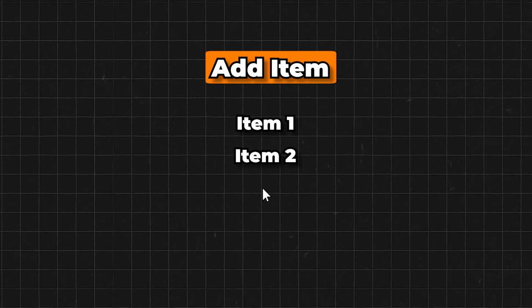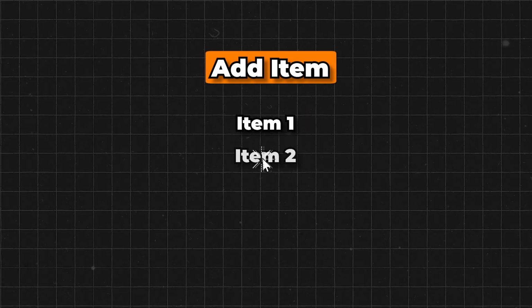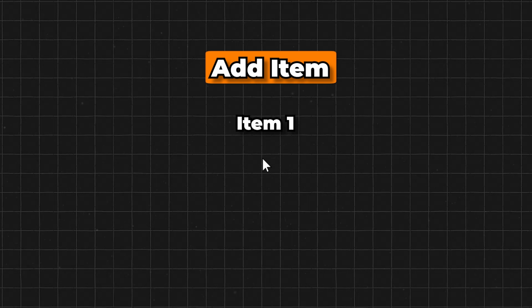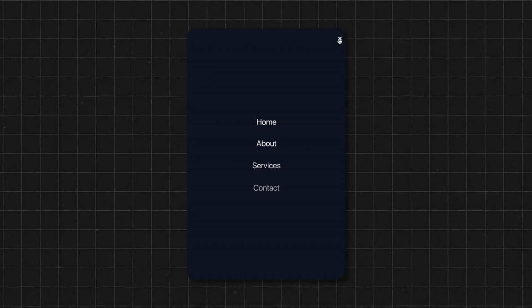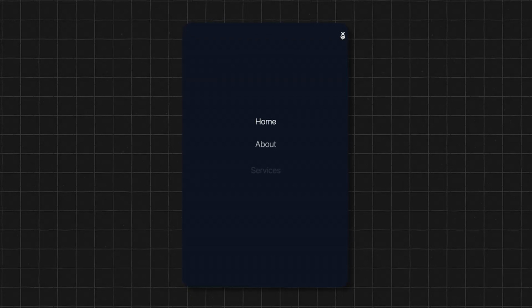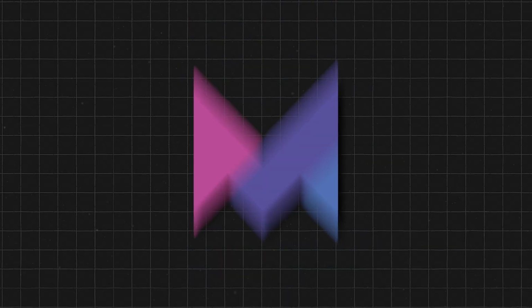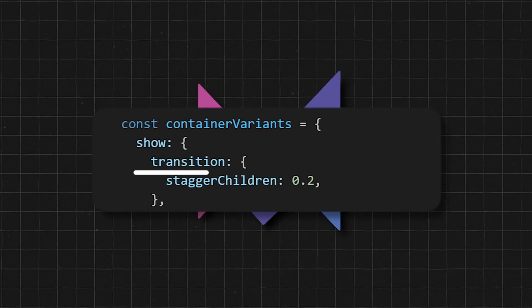Clicking on an item will remove it from the list, and the exit animation makes this transition feel smooth. Now that we've animated a simple list, we can improve the effect by staggering the animations. With staggered animations, each item animates in sequence, one after the other, creating a beautiful cascading effect. Framer Motion makes this easy with the staggerChildren property inside the transition prop.